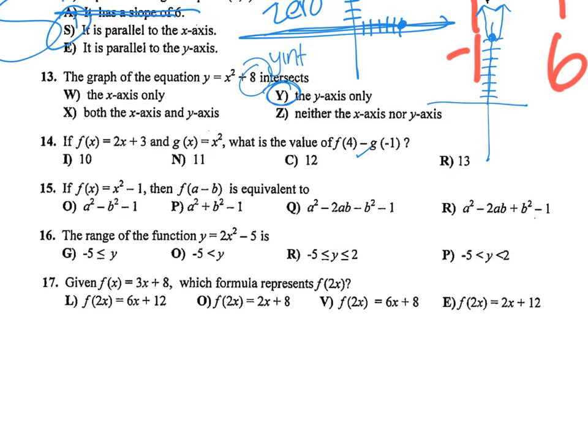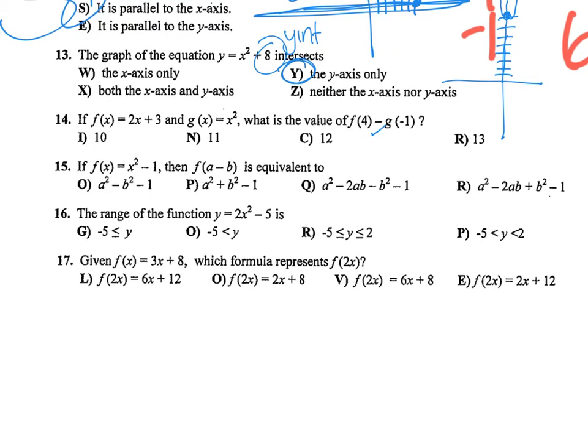On number 14, what this means is that if I plugged in a 4 for x, so here we go, 2 times 4 plus 3, and then I subtracted, see this subtraction sign right here? Minus, and then I plug in a -1 for this equation right here, x squared. What you're going to get is 10. The answer is I.